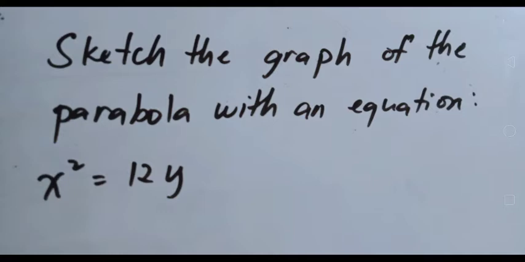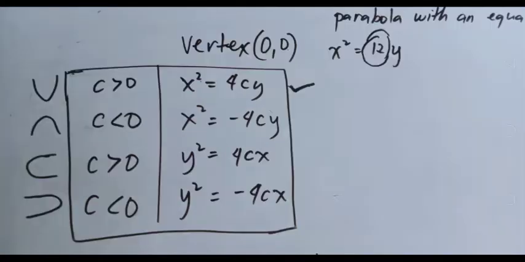Sketch the graph of the parabola with an equation x squared is equal to 12y. So notice that our equation is x squared is equal to 12y, and 12 here is positive, so that means it is in the form x squared is equal to 4cy. We can now anticipate that our parabola opens upward. So using the Cartesian coordinate plane, we know that our vertex is at point 0, 0, and this is a parabola that opens upward, we are already a bit confident in graphing the parabola.